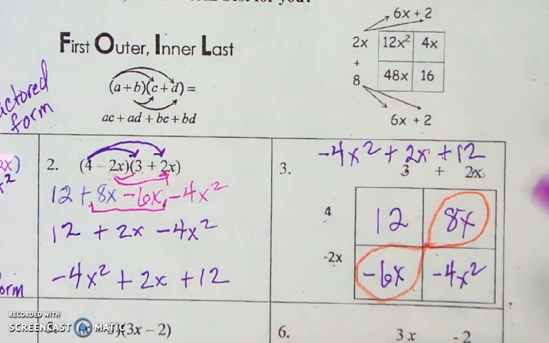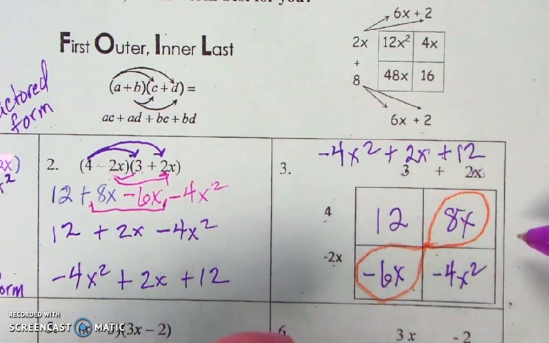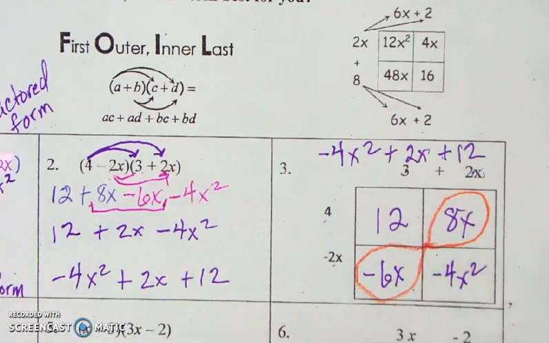So the box method is kind of nice because once you've got it multiplied out, it's just a matter of taking it out in order, which comes naturally when you're taking it out.